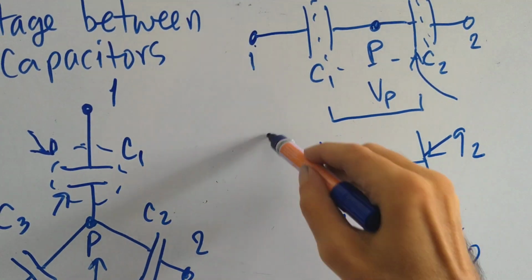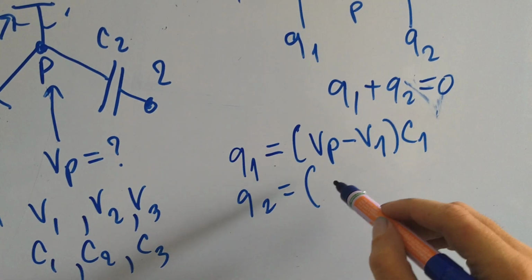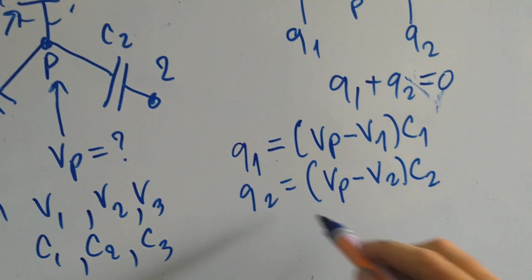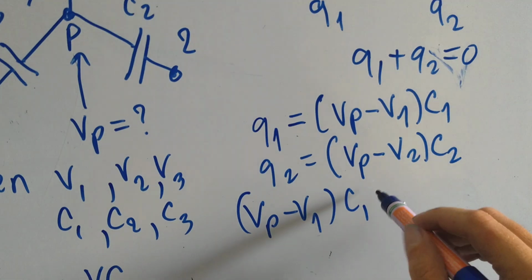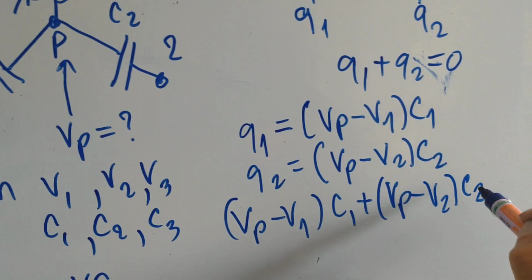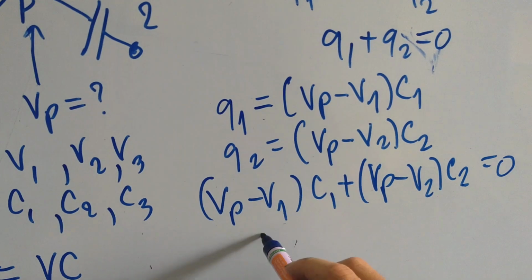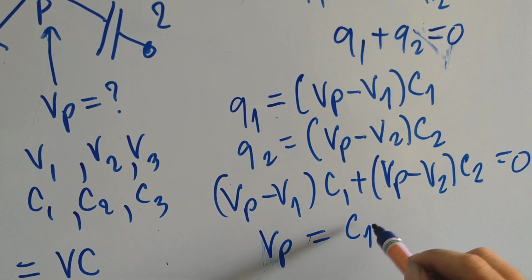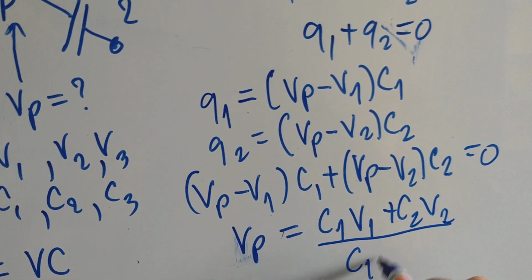I want the charge on that plate, Q1. So I start with P according to our convention. VP minus V1, C1, plus VP minus V2, C2. Now I add them together, and I've got to get 0, right? If I expand all of this, I get VP equals C1 V1 plus C2 V2 over C1 plus C2.